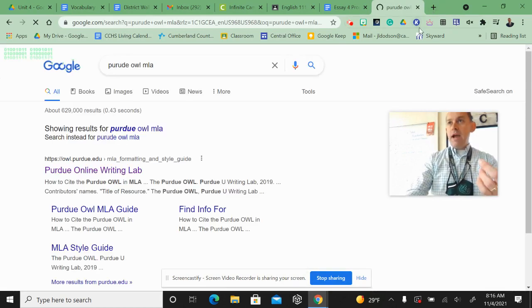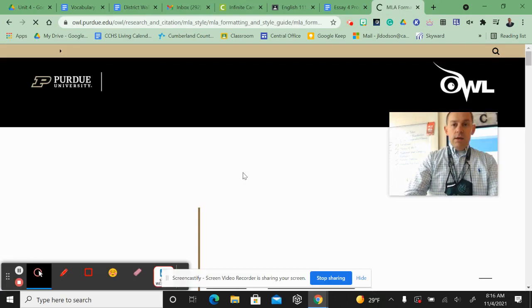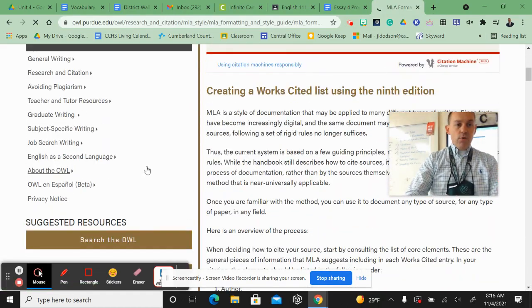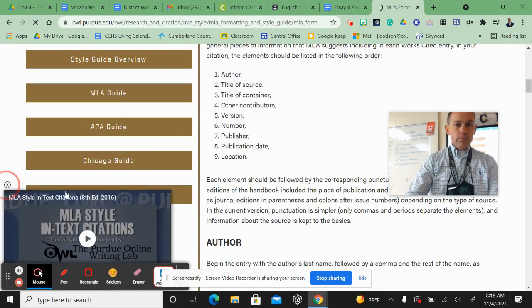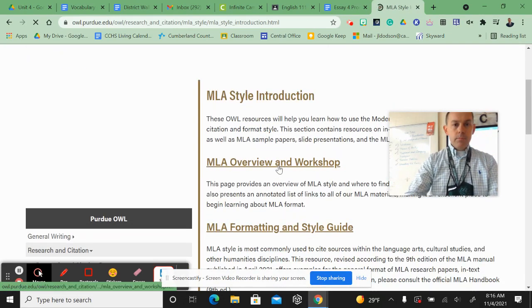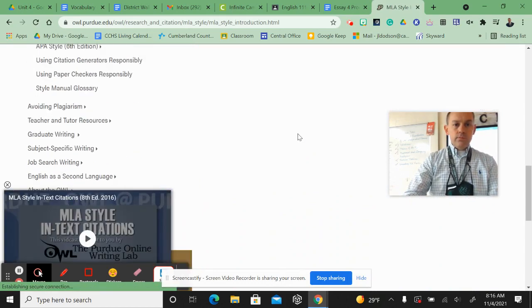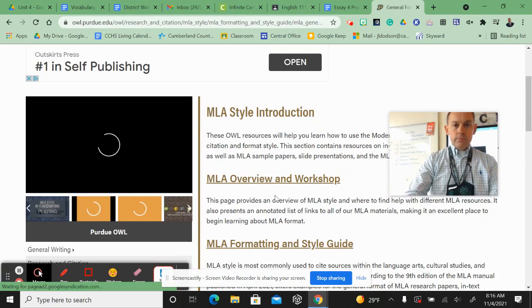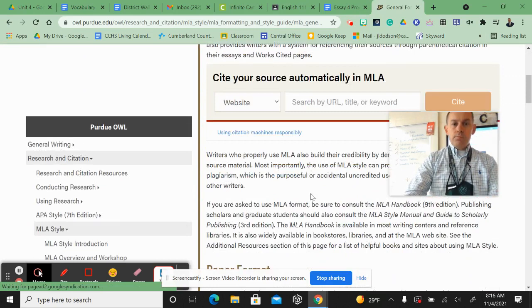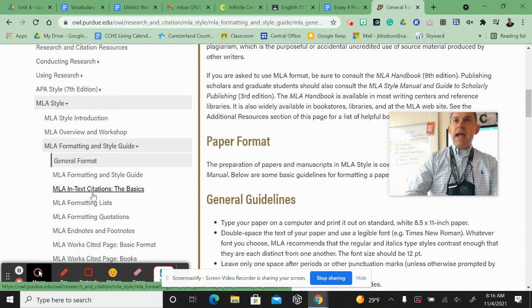So remember Purdue OWL, that's where you go to find all of this. So I'm going to go to the MLA guide and let's see if I can find you an example of a works cited. What'd you say this website's called? It's Purdue University and it's OWL, OWL for Online Writing Lab.